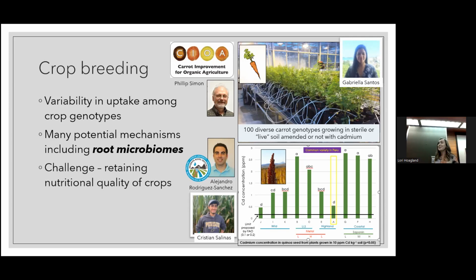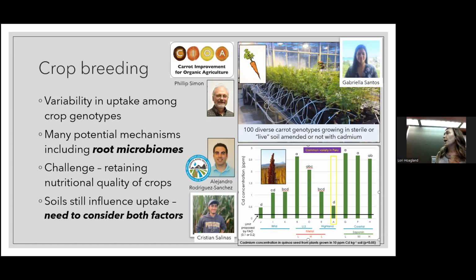But the challenge is retaining the nutritional quality of these crops. One of my colleagues, a spinach breeder, says we need to make sure we don't turn spinach into lettuce by knocking out the uptake of metals, because some heavy metals like iron and zinc are really important for the nutritional profile of our plants. We also still need to look at both factors. While we know there's genetic variability in uptake, when we go out, we find that soil is a much stronger predictor of what gets taken up into plants. So we need to work with both approaches to solve the challenge.